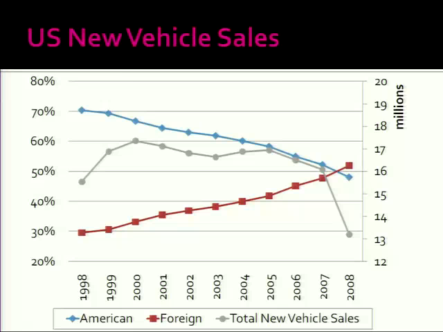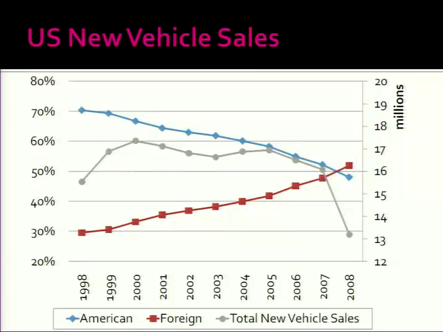Yes? What is the vertical scale for the three graphs? The first two, the American and the foreign car sales, are percentages of total car sales. So what percentage of all car sales, for example in 1998, were American-produced cars, around 70%, and 30% foreign cars. And then the gray line that shows the total vehicle sales, that's in millions. Thank you. Okay. So we wanted to figure out what was going on, basically.